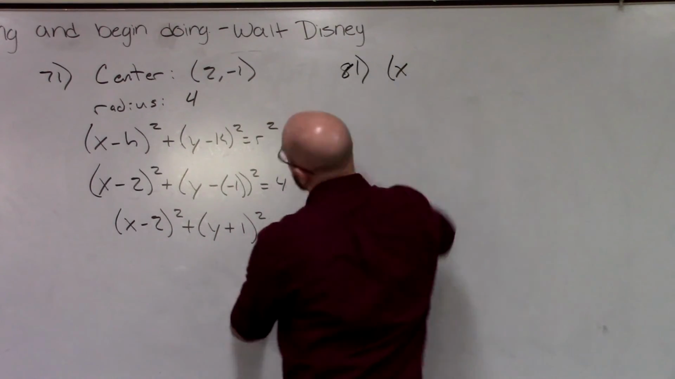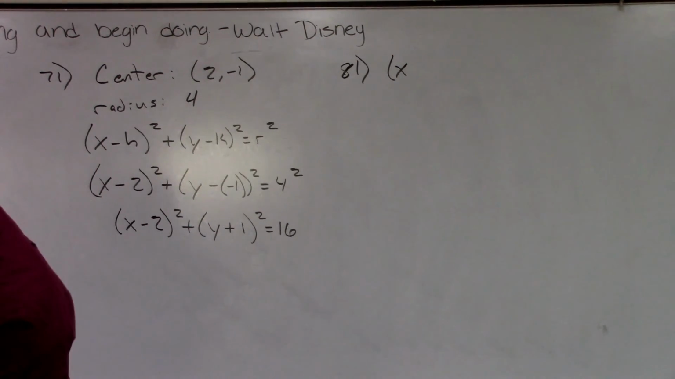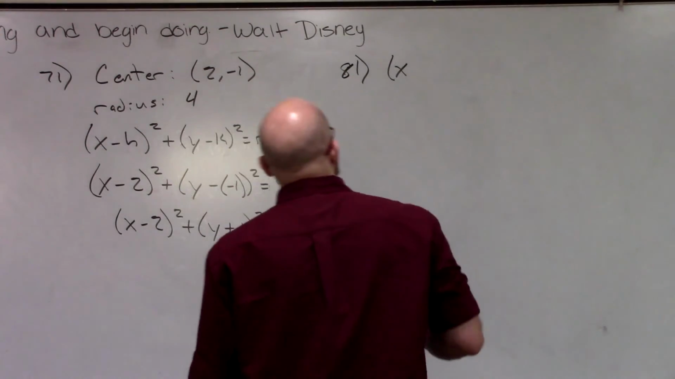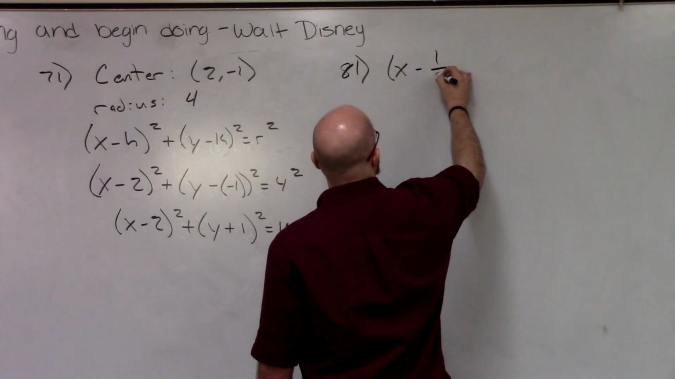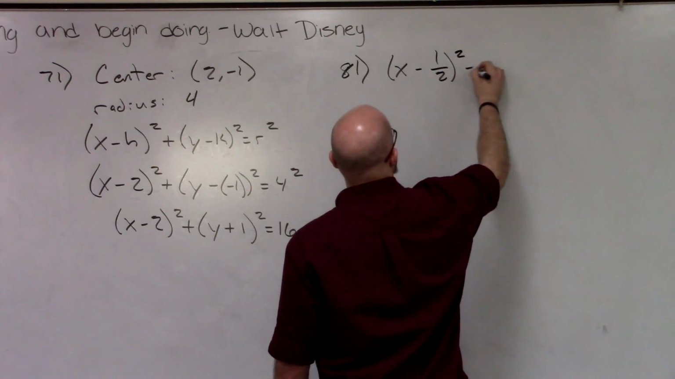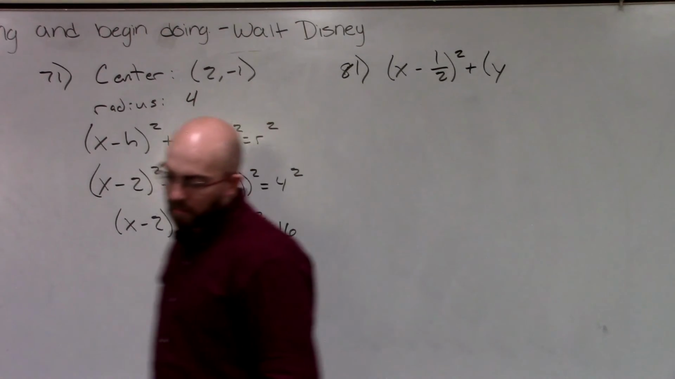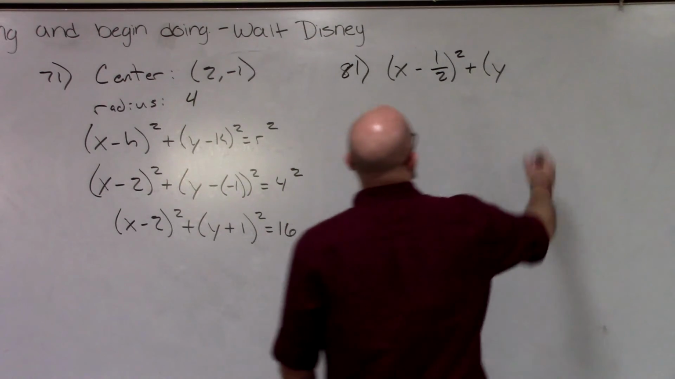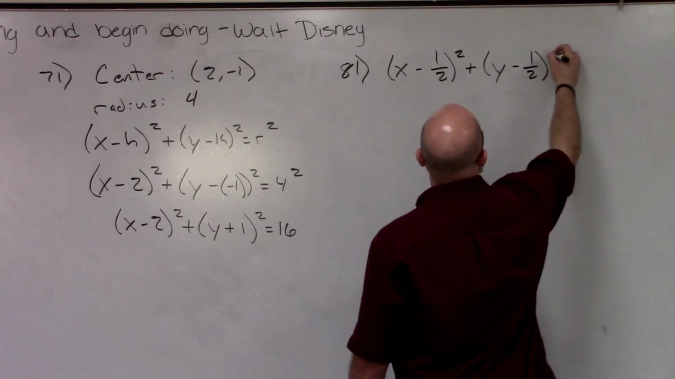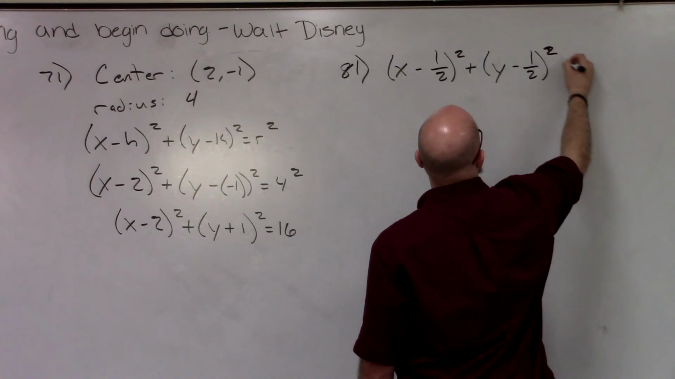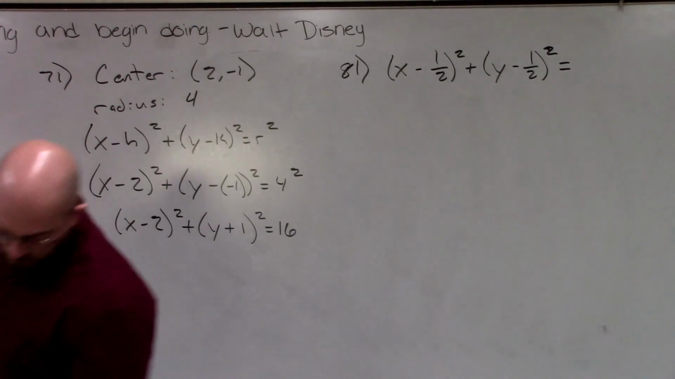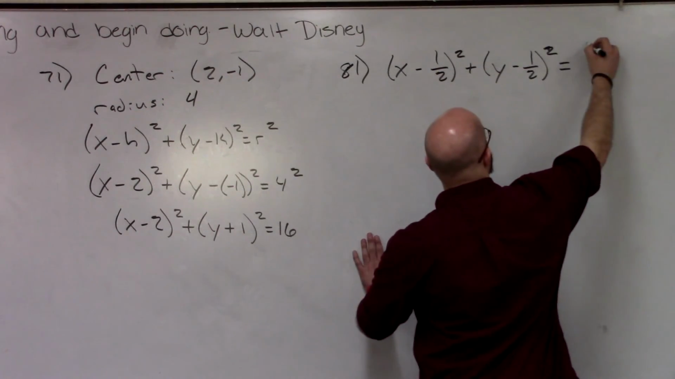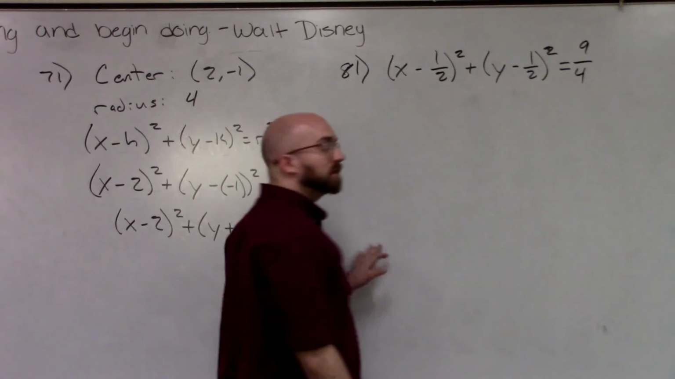And this time they give you the equation. They want you to tell what the center and the radius of the circle is. So this they read x minus 1/2 squared equals 9/4. So they want the center and the radius.